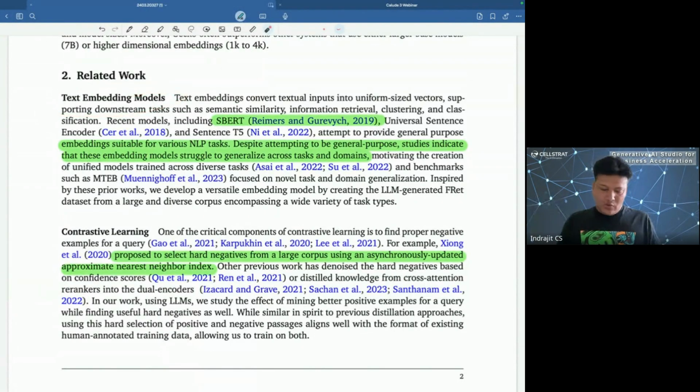We have related work like contrastive learning. Contrastive learning was proposed to select hard negatives from a large corpus using an asynchronously updated approximate nearest neighbor index. These are different algorithms. I'm not really going into that depth right now.